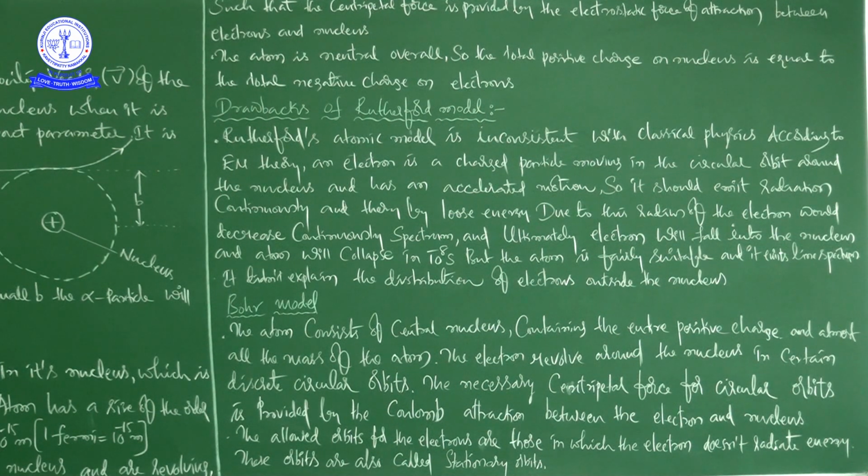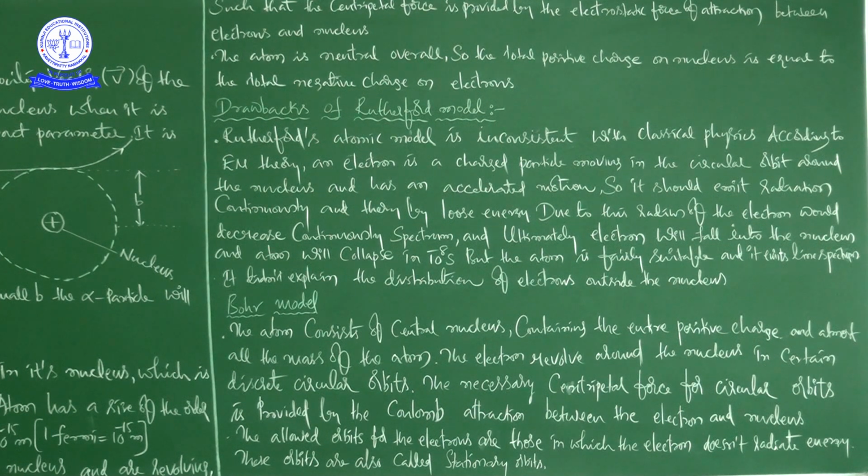Please try to understand this point, because it is a very important point from the drawbacks of Rutherford. The Bohr model, which we are going to discuss next, will overcome this drawback. So please try to understand the drawback of Rutherford's model: it is inconsistent with classical physics. According to electromagnetic theory, what should happen?